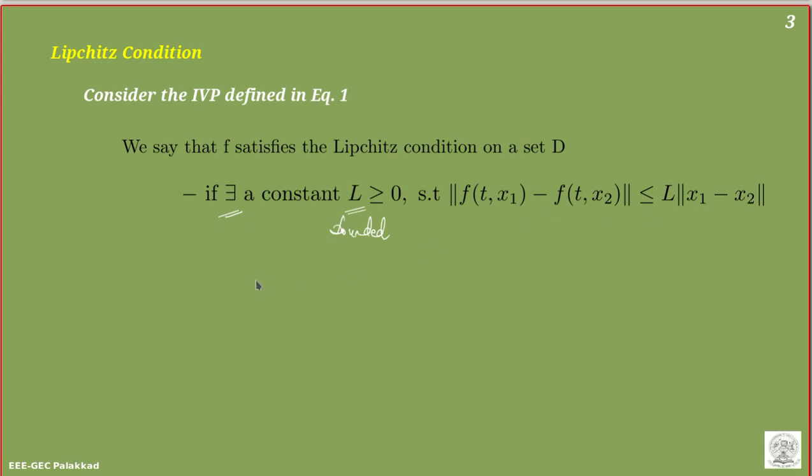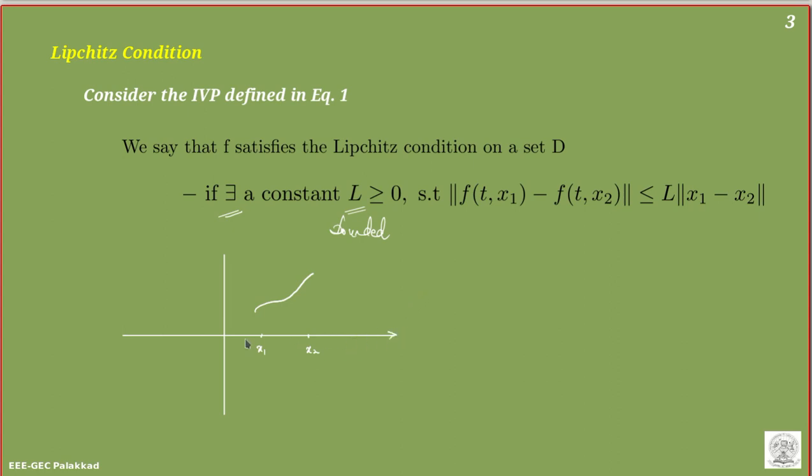So what is this condition? I will draw it here. Let this be x1 and x2, and f of x1 and x2. If I take some function lying between x1 and x2, what is this inequality? f of t comma x1 minus f of t comma x2, divided by x1 minus x2, is effectively the slope here.